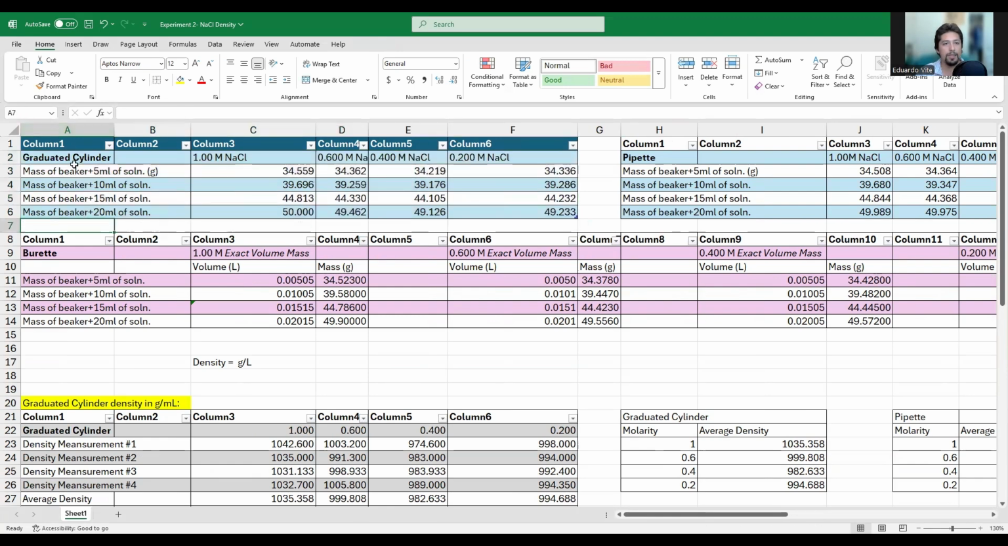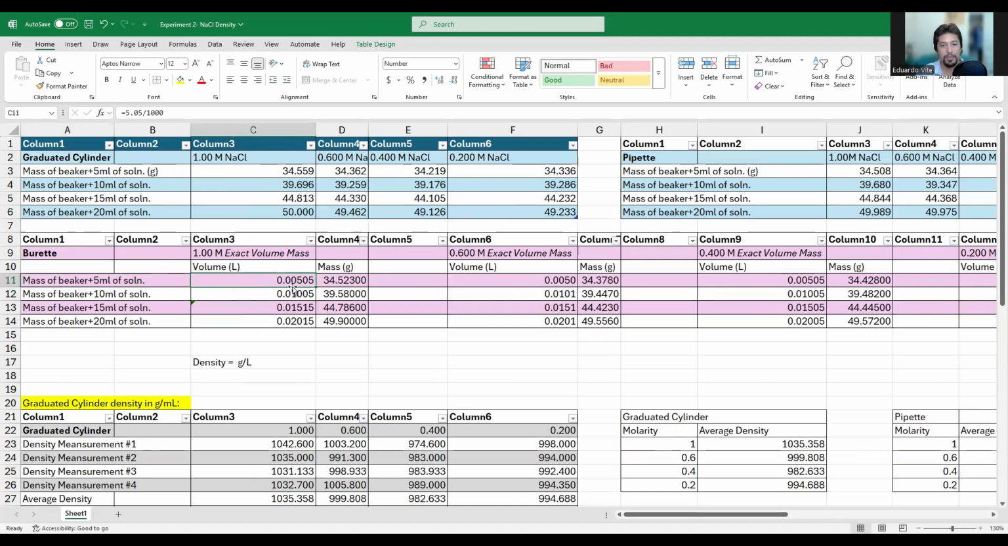All I want is the label, graduated cylinder, just like you see on your worksheet. Again, you have your mass of your beaker plus 5 mils, mass plus 10, mass plus 15, and then here you have your masses for each corresponding molarity. So you're going to do that for the graduated cylinder, the pipette, and the burette. Remember that the burette has two columns because they wanted you to do exact volume and exact mass.